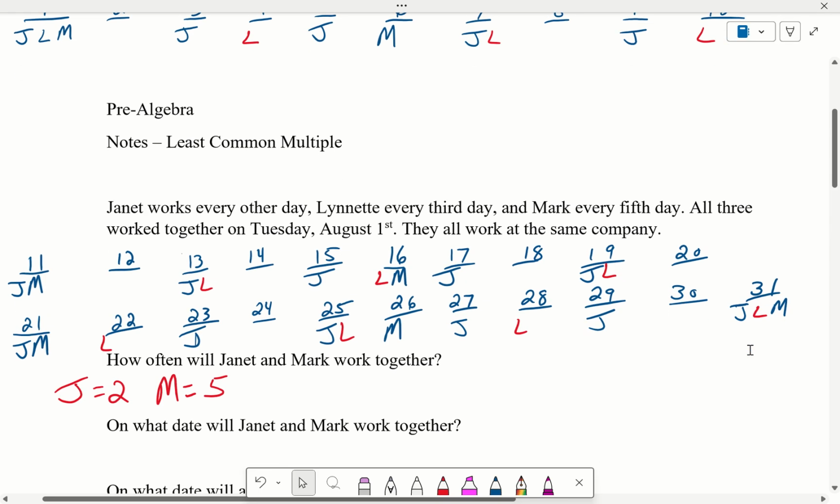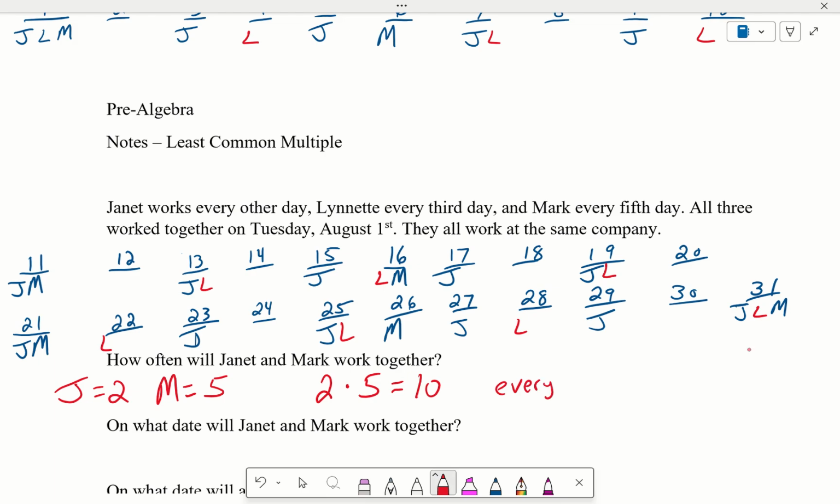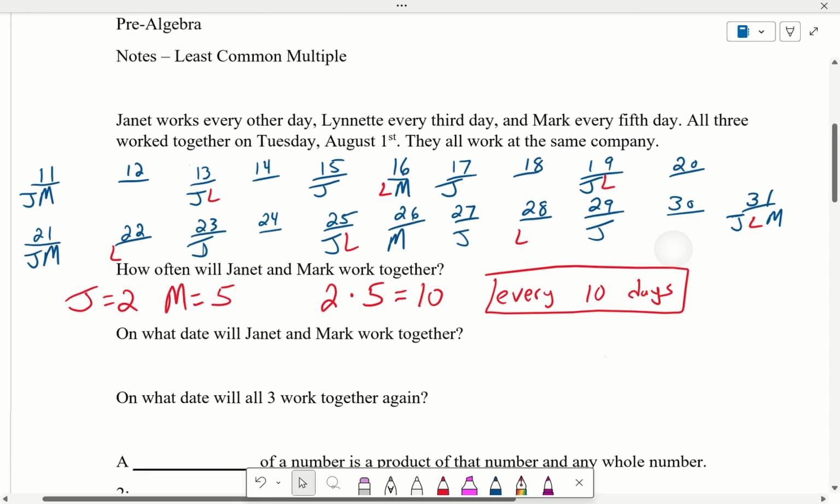But what if I told you there's a way to do this mathematically? If Janet works every 2 days or every other day, Mark works every 5th day, we can multiply 2 times 5 and we get 10. So they work together every 10 days. All right, nice that we can do that mathematically instead of just counting on the calendar here.